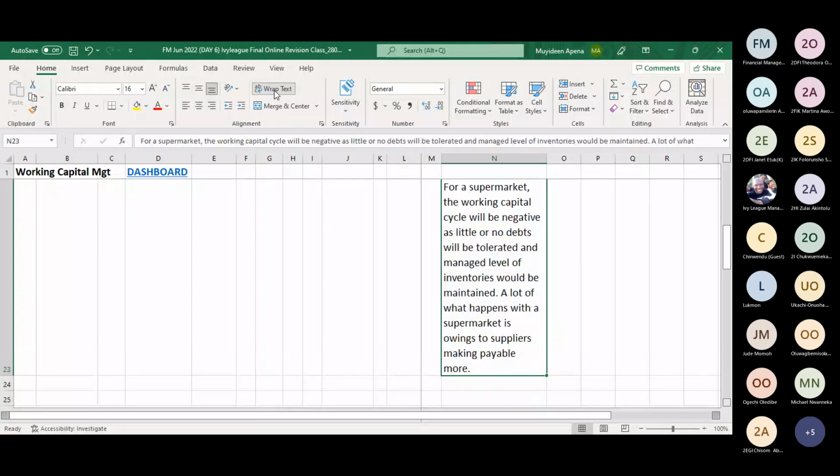But is it ideal? Is it good for a supermarket to stay long before it pays its suppliers? What we are saying is not that it is good, but that's what you see a supermarket doing most times. They get goods on credit. They take time to pay the supplier, but they don't allow customers to hold them. So on the customer side, receivable days will be 0.